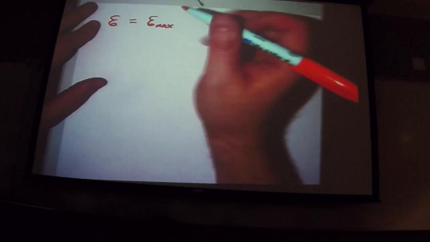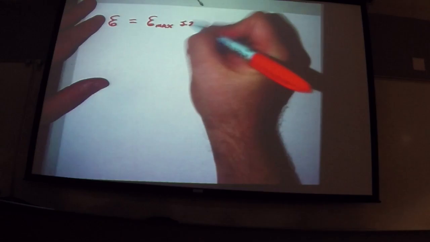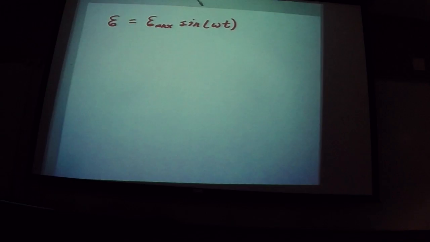maximum value. Which chapter is this? What chapter were we on? 30? Yeah, this is 31, right? Multiply by sine, cosine. I'll just say sine. We can have the omega t be anything we want at this point.